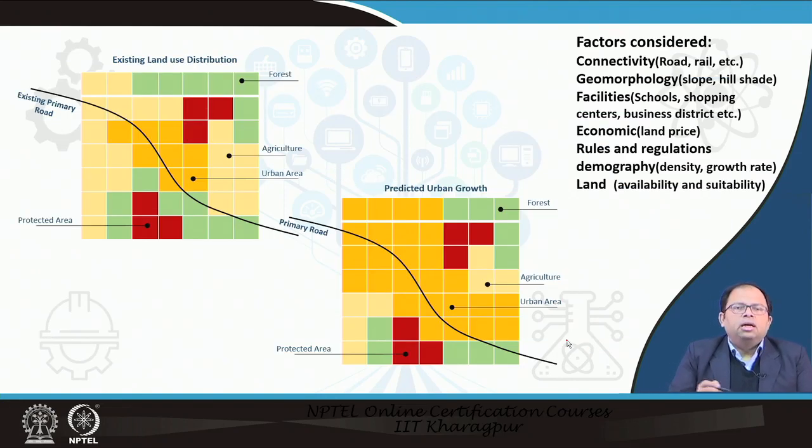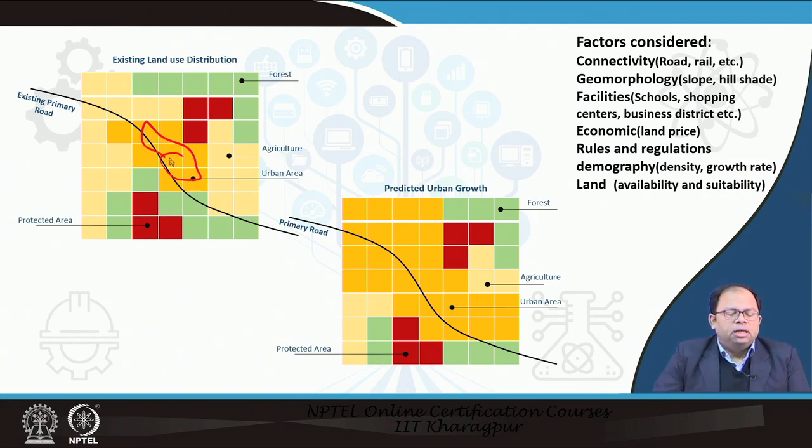So in this particular image, you can see in the first image, this is the existing land use distribution. There are protected areas, the brown ones, then there are forest areas, the green ones, and then there are agriculture areas, the yellow ones, and the urban area is the bright yellow ones. So there is also a road going along.